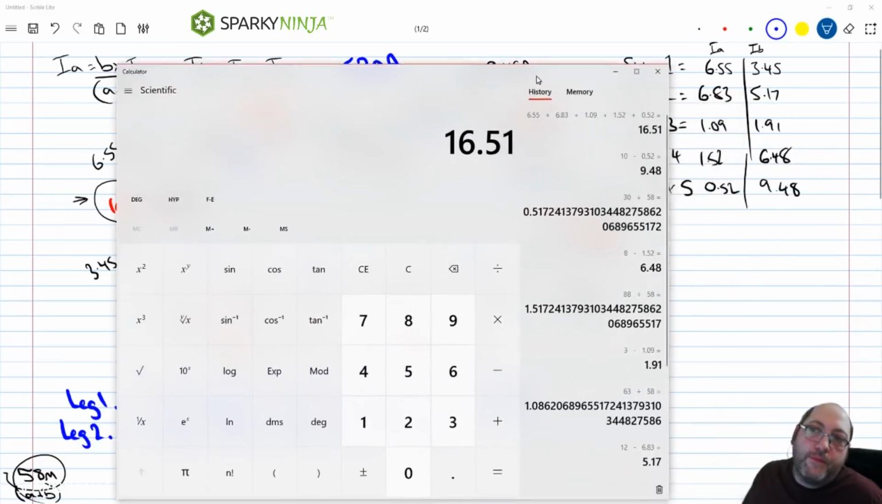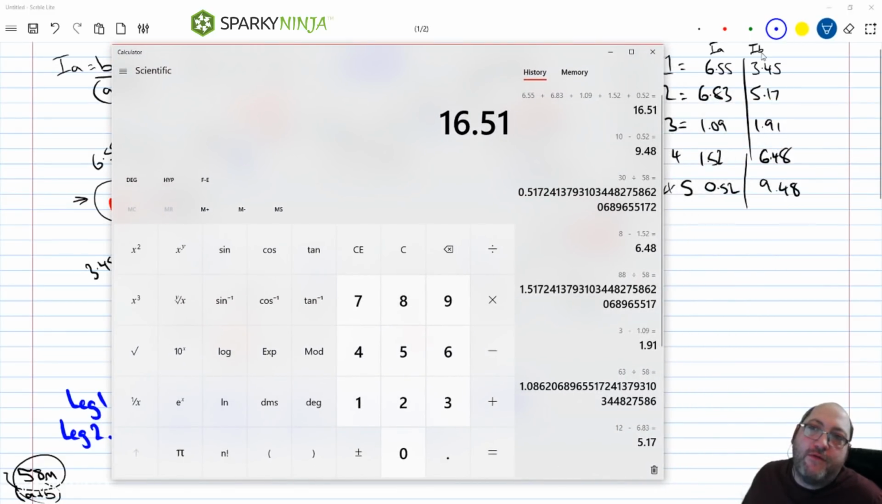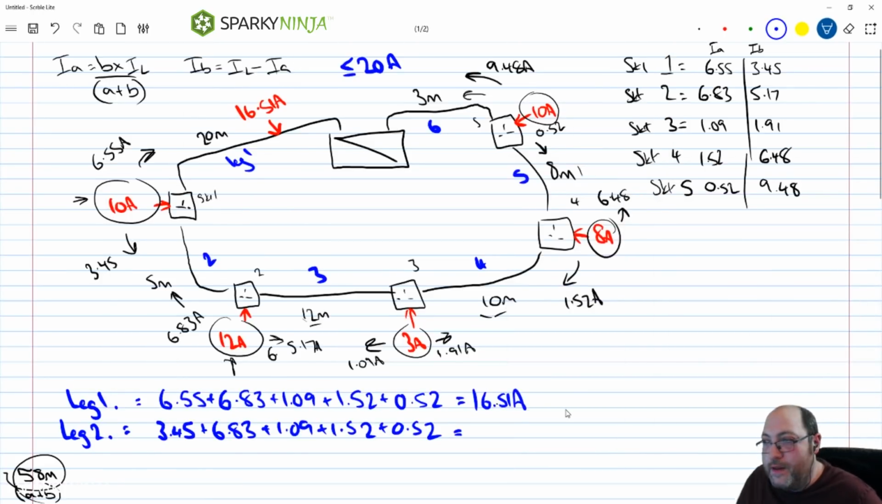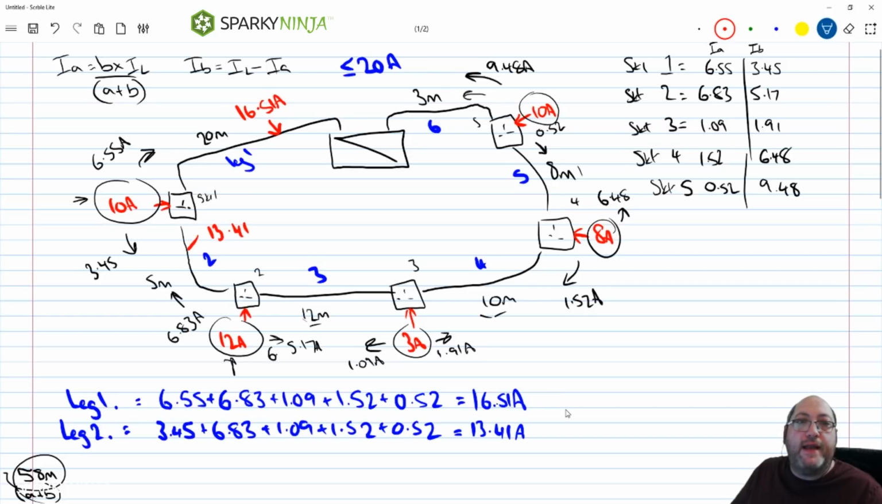Alright, so I'll put it here. I'm going to copy 3.45, but then I'm going to copy the IAs for the remainder. So 3.45 plus 6.83 plus 1.09 plus 1.52 plus 0.52 equals 13.41. Alright, so we have 13.41 amps in that leg.